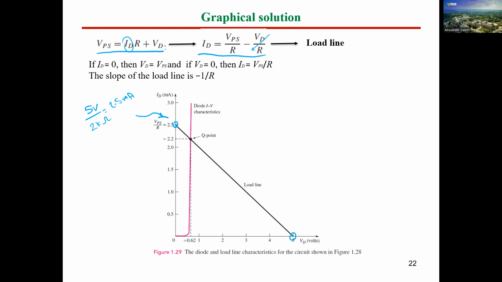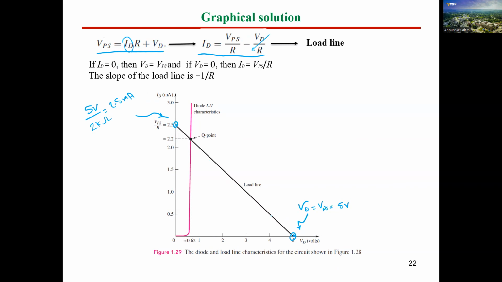So the second point can be obtained if you apply ID equals 0. ID equals 0 means the intersection with the horizontal axis will be our point here. So at ID equals 0, VPS equals VD. So the value of VD will be 5 volts. So this is the second point here, where VD equals the power supply voltage, which is given as 5 volts.